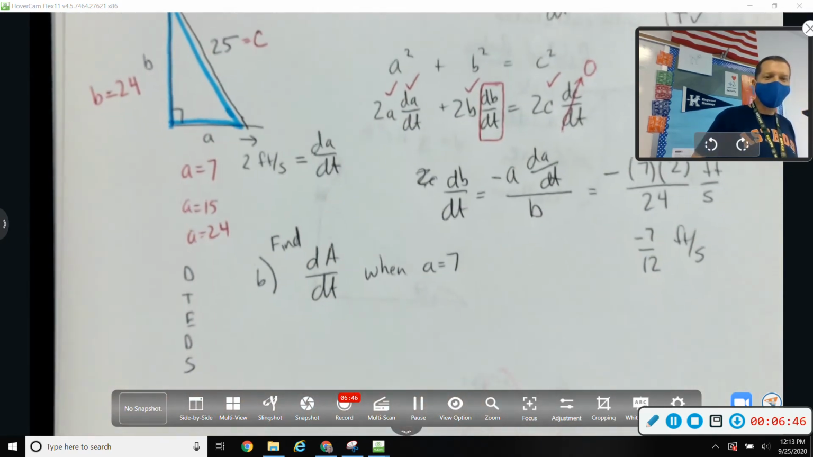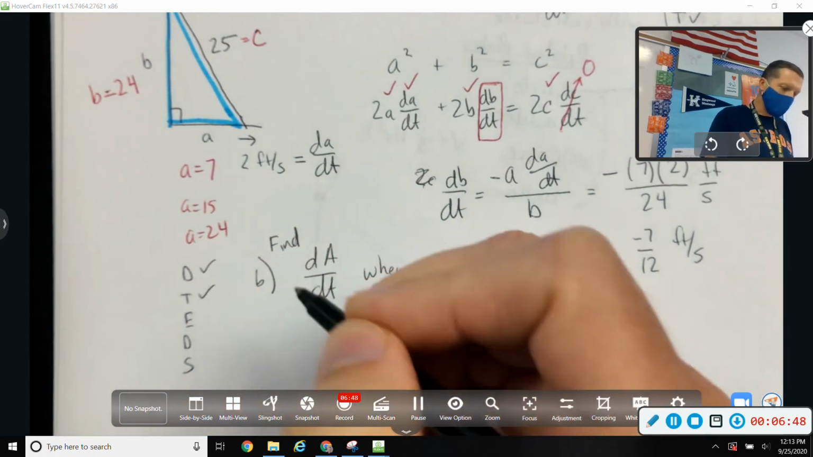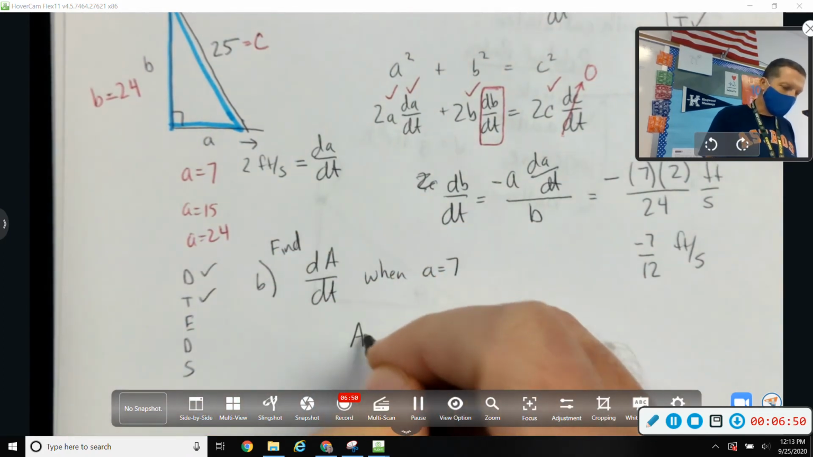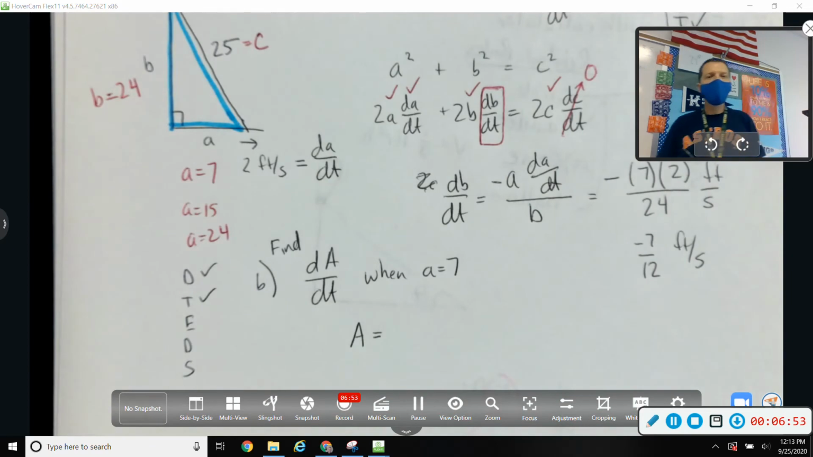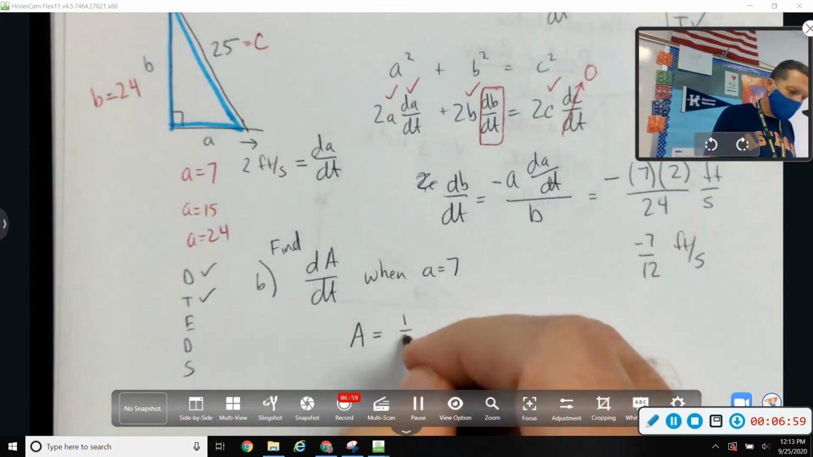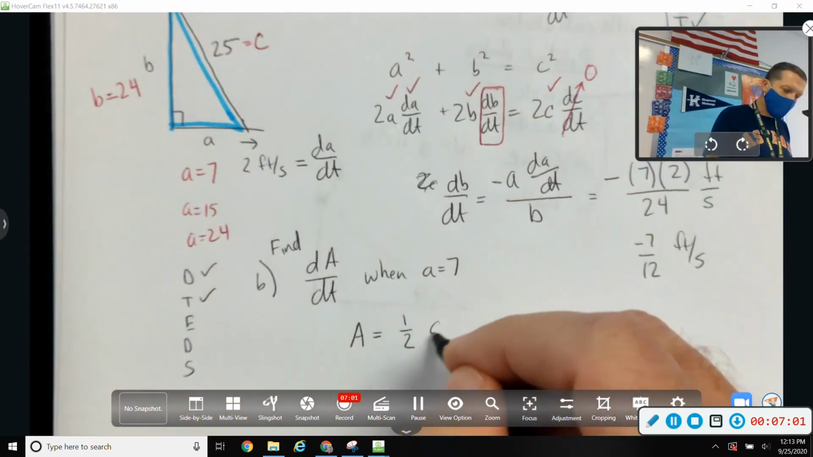So, the steps again. Draw it, translate it, we already did that. I do need an equation with area. Area of a triangle. 1/2 base times height. Or for us, 1/2 A times B.